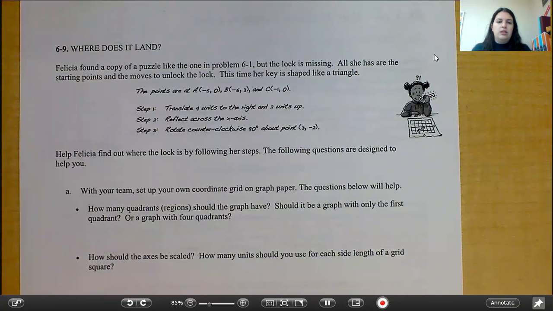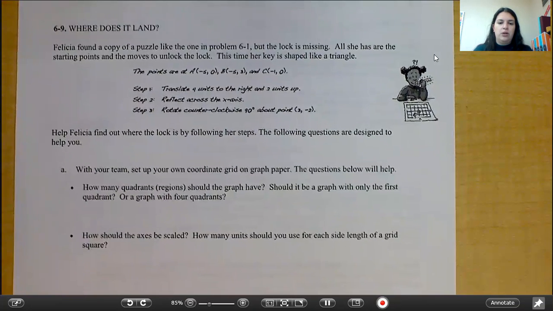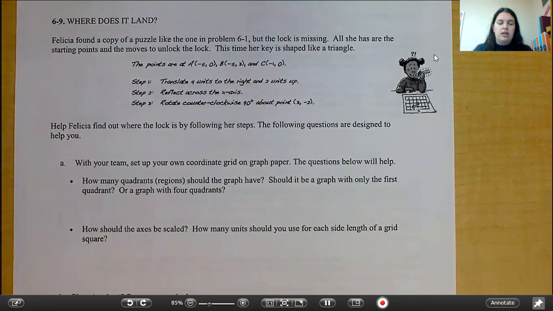Step 1. Translate 4 units to the right and 2 units up. Step 2. Reflect across the x-axis. Step 3. Rotate counterclockwise 90 degrees about the point (3, -2). Help Felicia find out where the lock is by following her steps. The following questions are designed to help you.